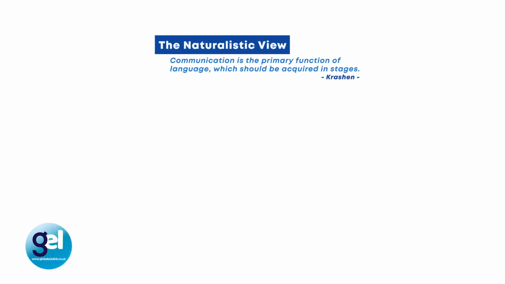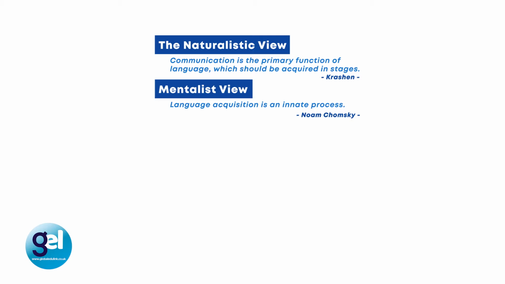Let's look back on the theories of language learning. First, we have the naturalistic view. This is communication is the primary function of language, which should be acquired in stages. And this was the thought of Krashen. Then we have the mentalist view. Language acquisition is an innate process. And this was the view of Noam Chomsky.